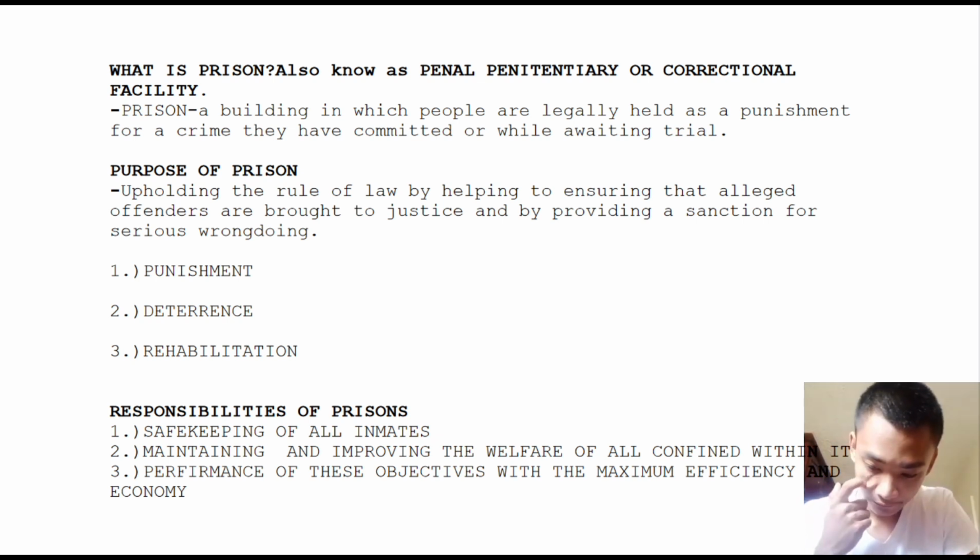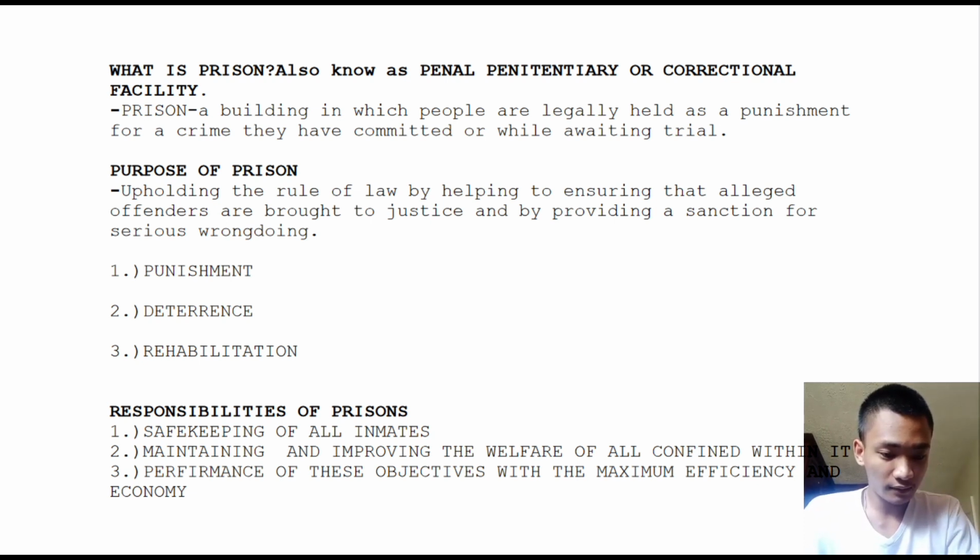Okay, we have also responsibilities of prison. Okay. May tatlo din yan. Safe keeping of all inmates. It is important because shall refer to act that ensures the public, kabilang ang mga pamilya ng mga bilanggo at kanilang biktima, that national inmates are provided with their basic needs because they are completely incapacitated from committing criminal acts.